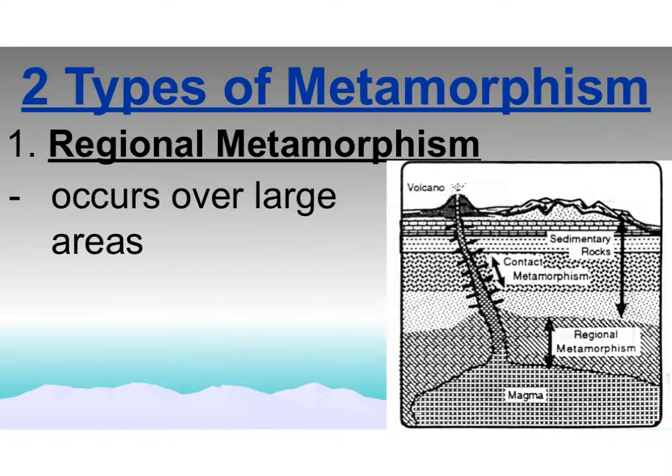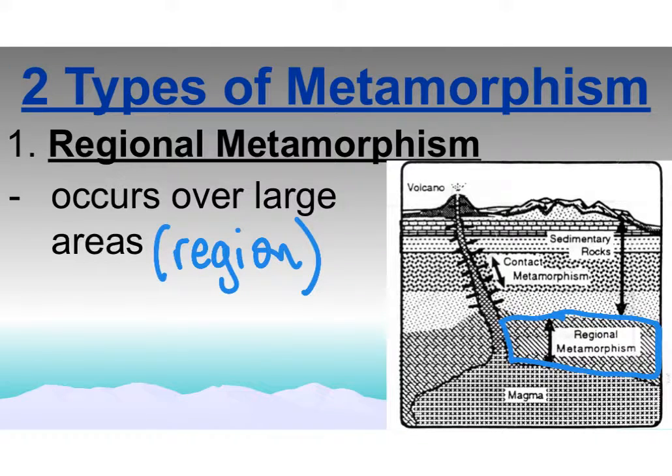And there are two different ways that rocks can go through metamorphism. One is called regional metamorphism, and the other is called contact metamorphism. These are both on your guided notes page. Regional metamorphism occurs over a large area or a large region. And this could be as large as New York State or maybe a couple of states like New York State and Connecticut, for example.